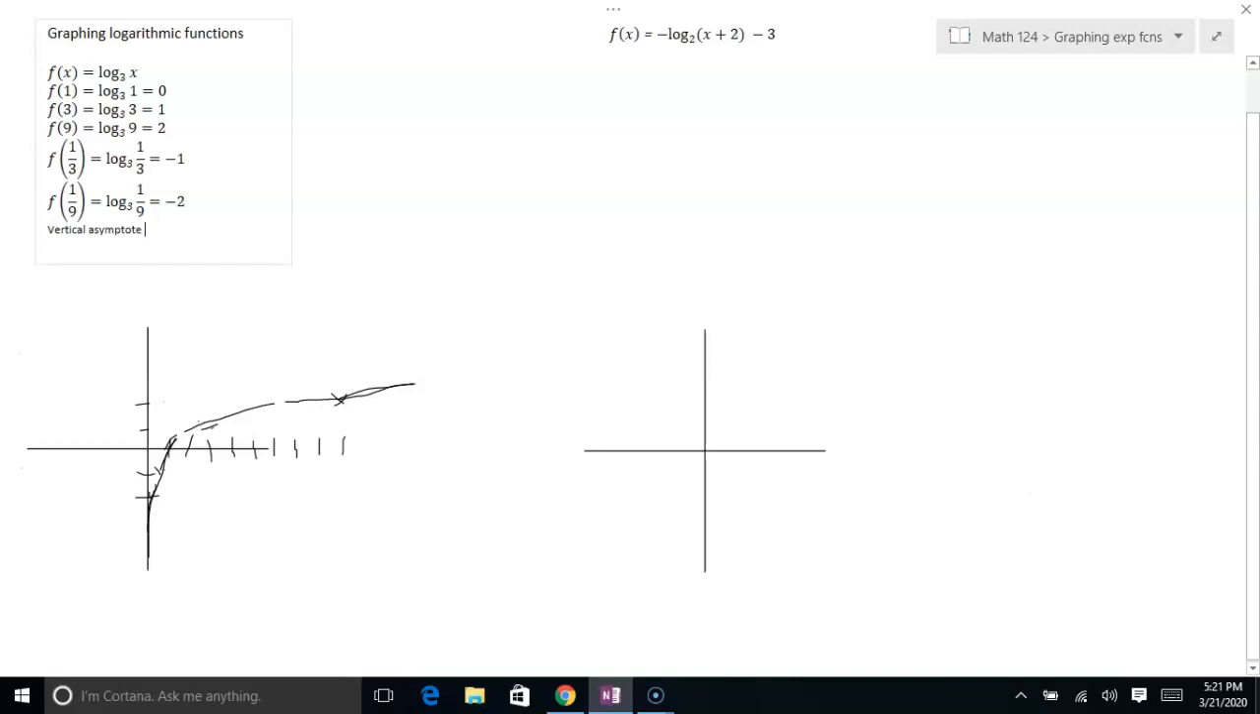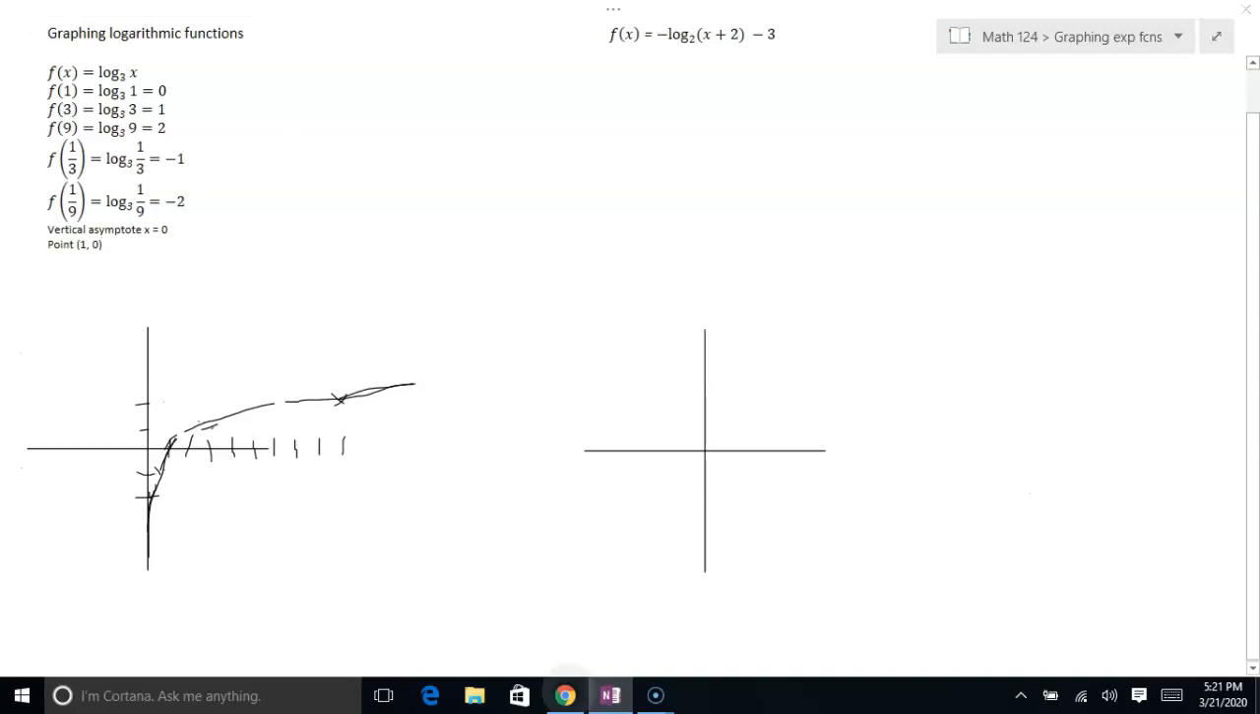The equation of a vertical line is x equals a value, because that's the y-axis, it's x equals 0. And since anything to the 0 power is 1, that very first point that we found, (1, 0), is going to be an important one to keep track of also.